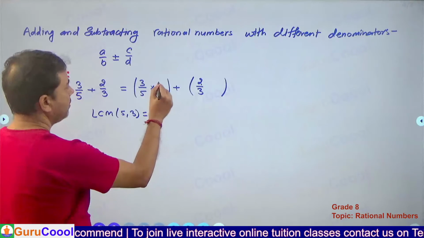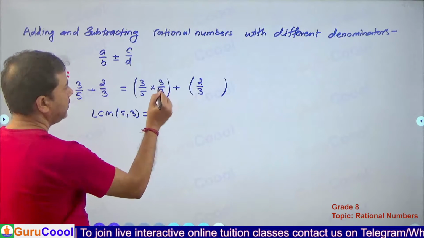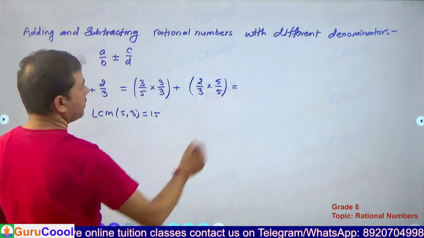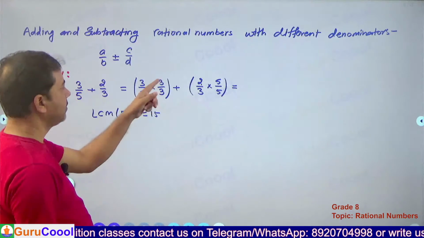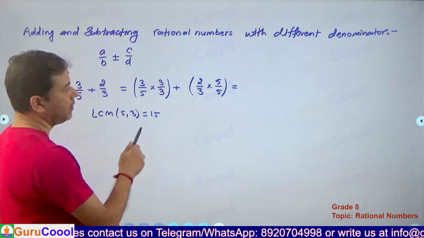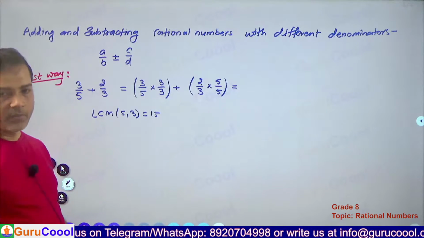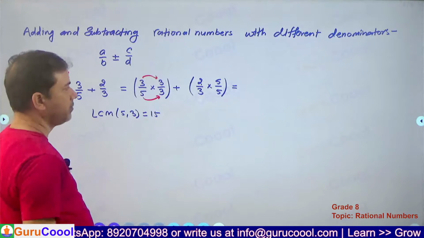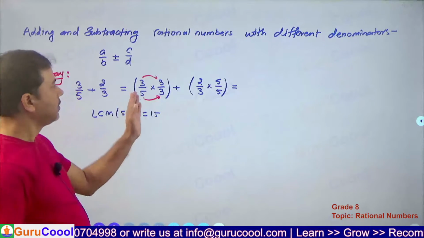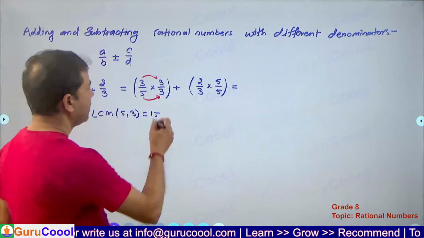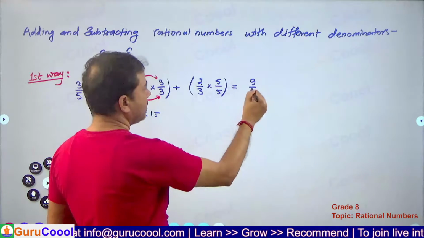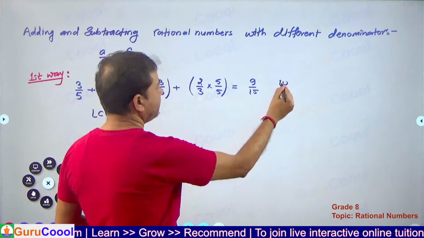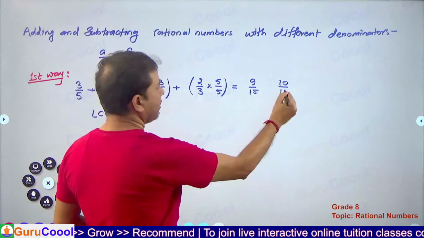In the first one, we'll multiply by 3 by 3. In the second one, we'll multiply by 5 by 5. So the first one becomes 9 divided by 15, right? Yes, sir. Numerator to numerator and denominator to denominator. This is how we multiply two rational numbers. So it's 9 by 15 in the first, and in the second one it's 10 divided by 15.